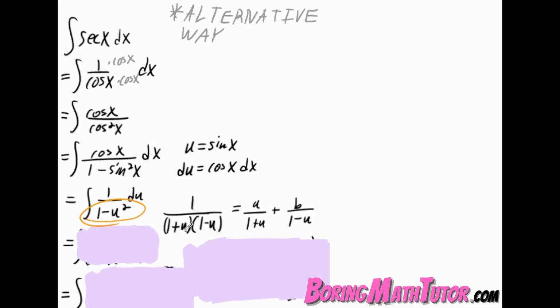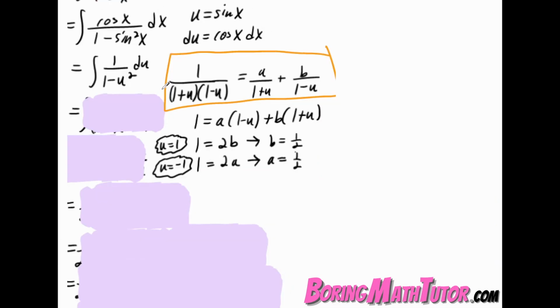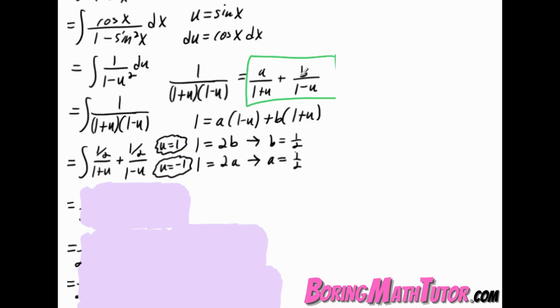We can then factor 1 minus u squared as 1 plus u, 1 minus u, and then we can try to set up partial fractions. Then we're going to multiply both sides by 1 plus u, 1 minus u, and plug in u equals 1, plug in u equals -1, and that allows you to get your a and b values, which we then get to pop in here. And now we're left with a much nicer integral.